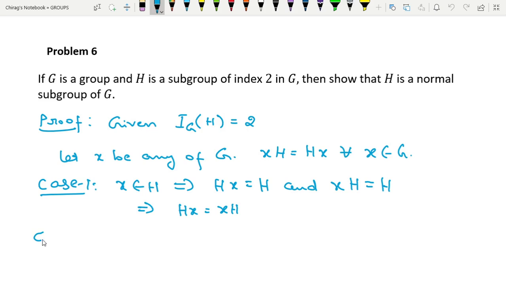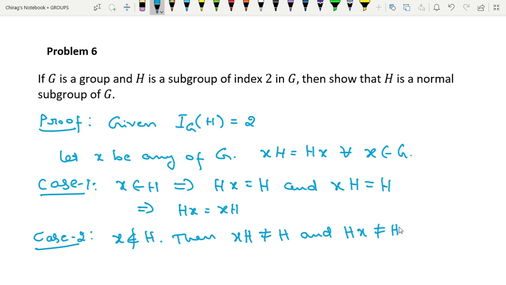Now case 2. Suppose X does not belong to H, then XH is not equal to H, and also HX is not equal to H. Now, since there are only 2 distinct right cosets or left cosets of H in G, XH and H are the only 2 left cosets, and HX and H are the only 2 distinct right cosets.